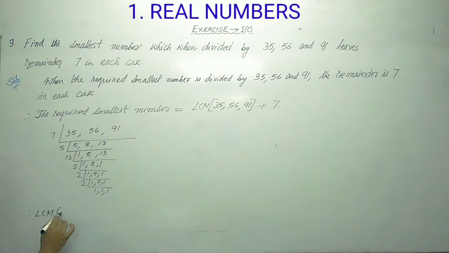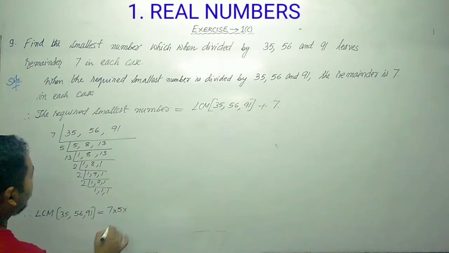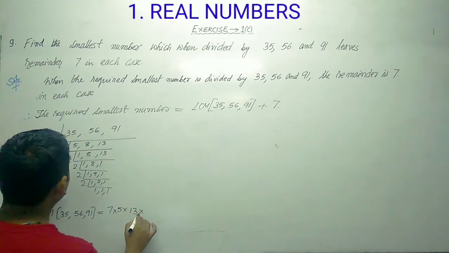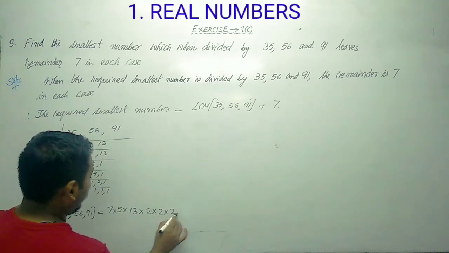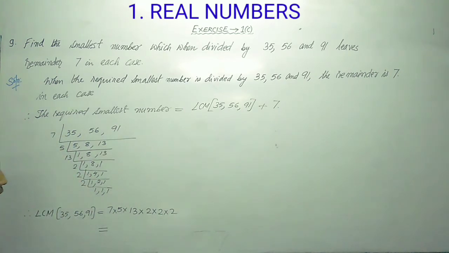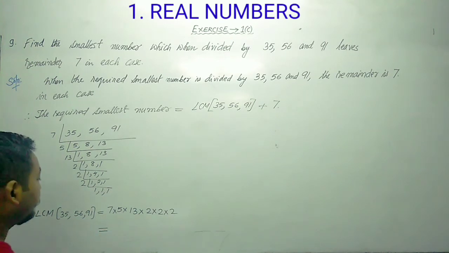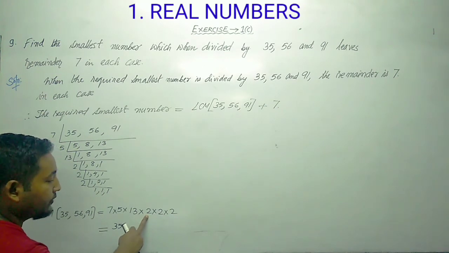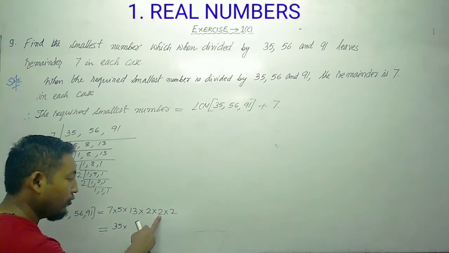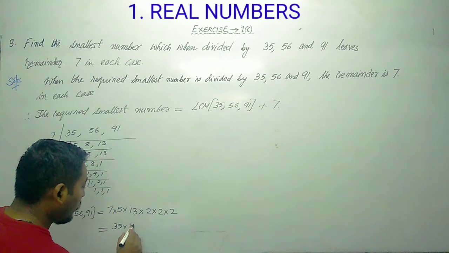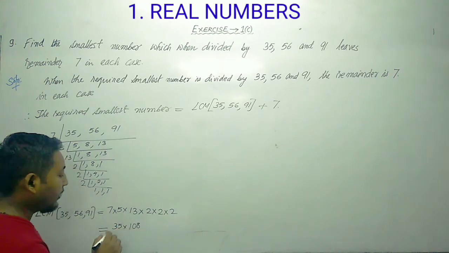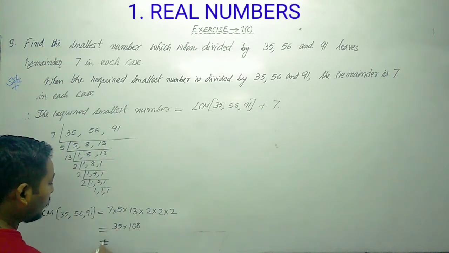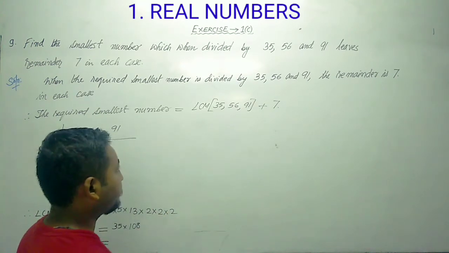First we find the LCM. The LCM of 35, 56 and 91 is 7 into 5 into 13 into 2 into 2 into 2. Now let us multiply them. 7 5s are 35. Write down 35. 13 2s are 26, 26 2s are 52, 52 2s are 104. Now let us multiply 35 into 104. Let us try here.